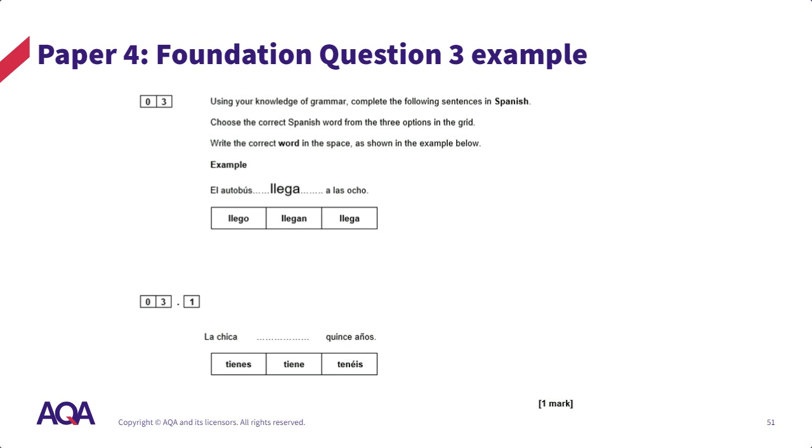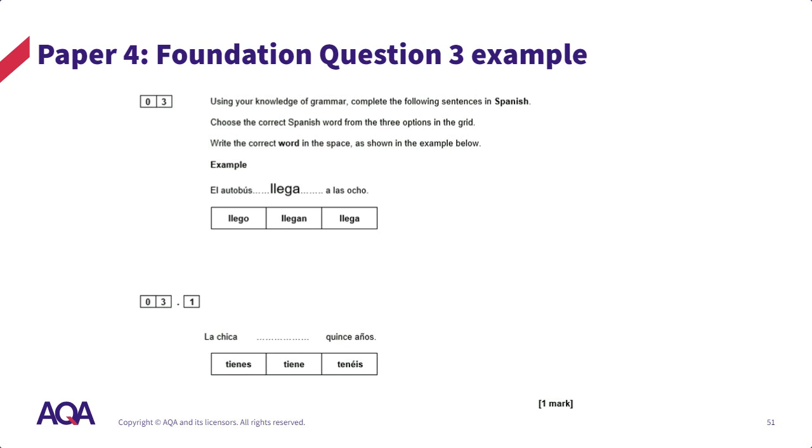So students need to use their knowledge of grammar to choose the correct word from a choice of 3 possible answers, and then write that word in the space to complete the sentence. It's multiple choice to aid accessibility. An example is provided, as I said, to support students and to provide clarity on what they need to do.